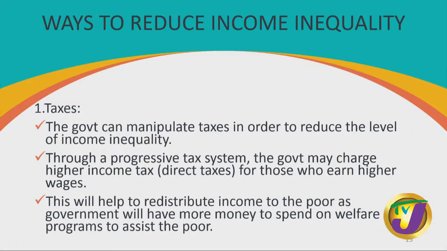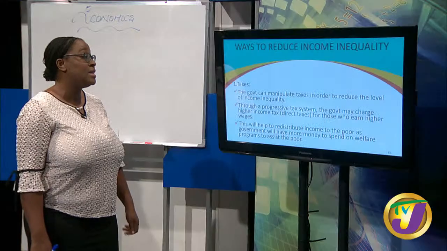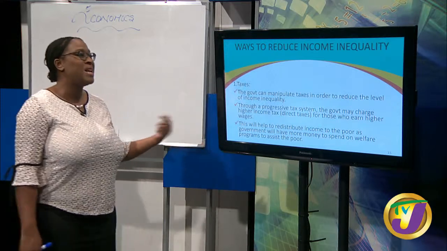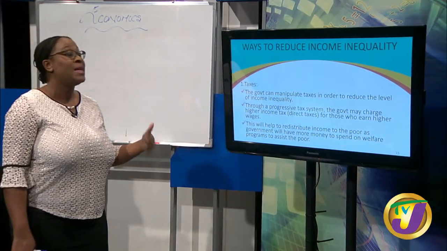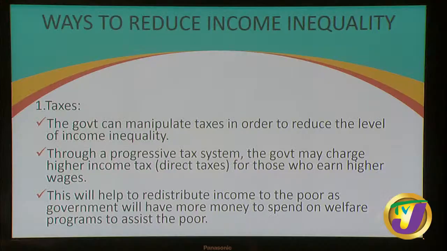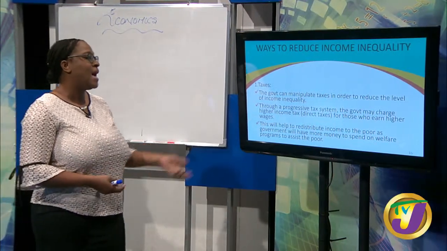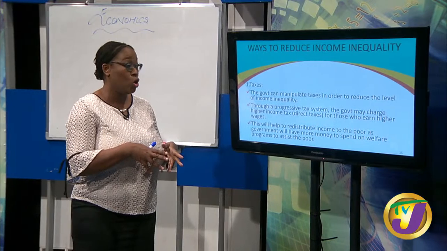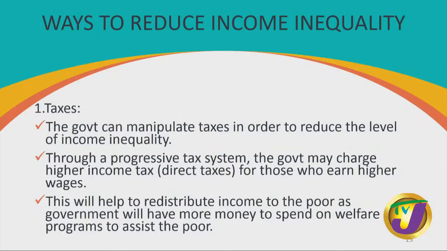Now, what are some of the ways that a country can employ to reduce income inequality? The first one here is taxes. Now, the government can manipulate taxes in order to reduce the level of income inequality through what is called a progressive tax system, where the government may charge higher income earners more taxes, and this will help to redistribute the income to the persons who are poor, as the government will have more money to spend on welfare programs to assist the poor.